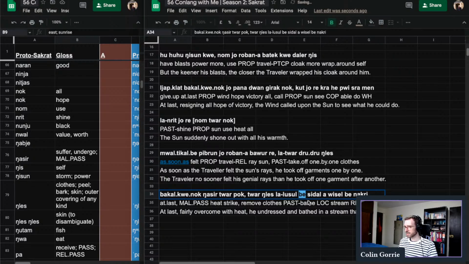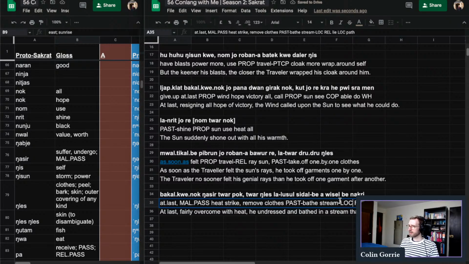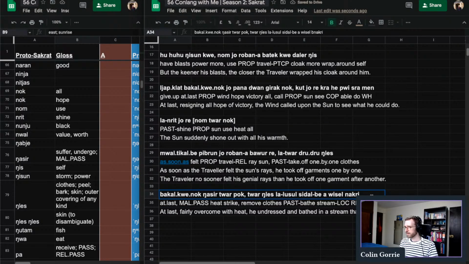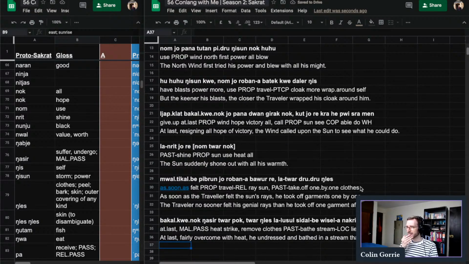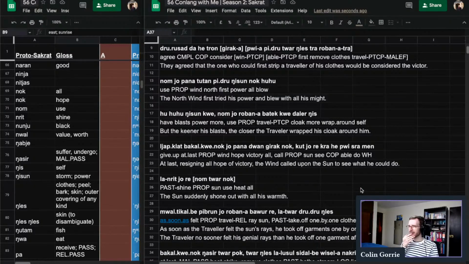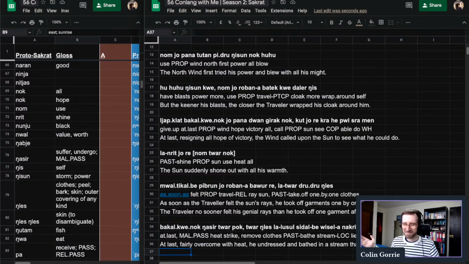I want to put this locative as a suffix. Sidalbe. Stream. Locative, and then path locative as well. Nakribe. And we'll turn this relative into a participial. Suffix lying in his path. Okay, great. Yeah, okay. More or less, right?